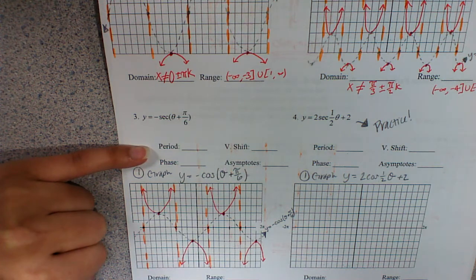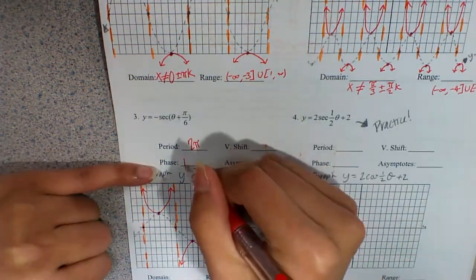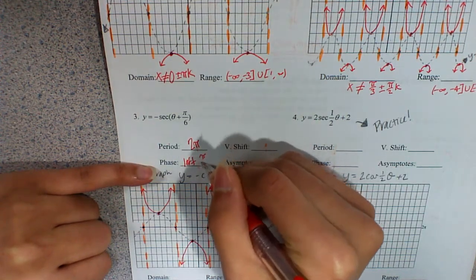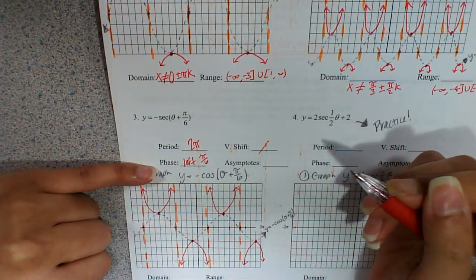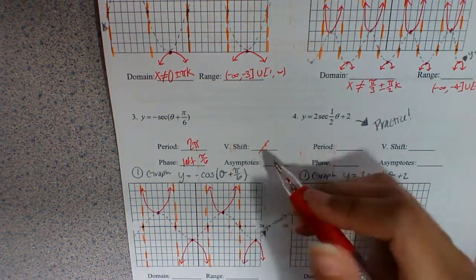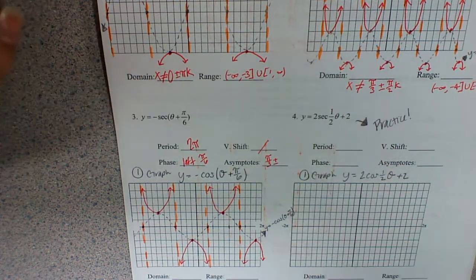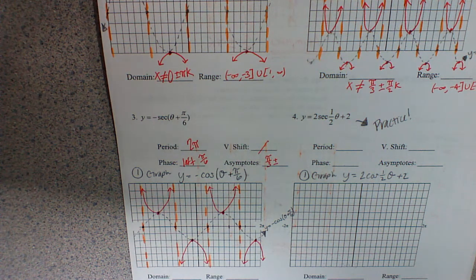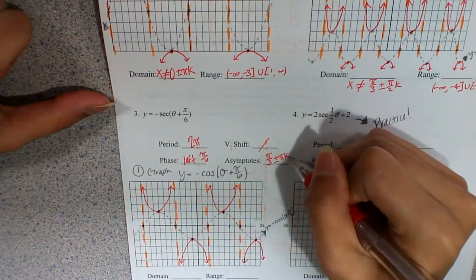Period is not affected because we don't have a B value, so it's still 2 pi. We have a phase shift of left pi over 6, which is 1 mark. We don't have a vertical shift, no vertical slide. And our asymptote, so again, first non-negative location for the asymptote is at pi over 3 plus or minus, and because we have no B value, we don't have a stretch or shrink, so it takes the normal amount of radians to get to the next asymptote, which is pi times k.